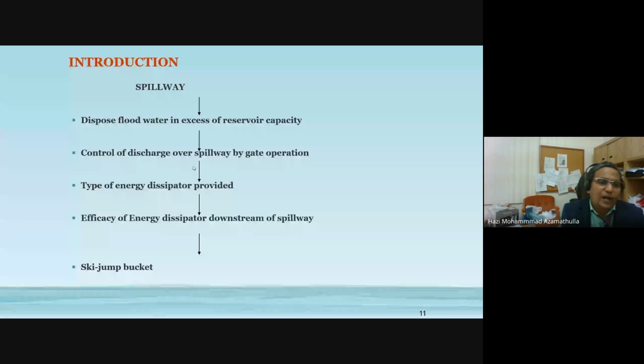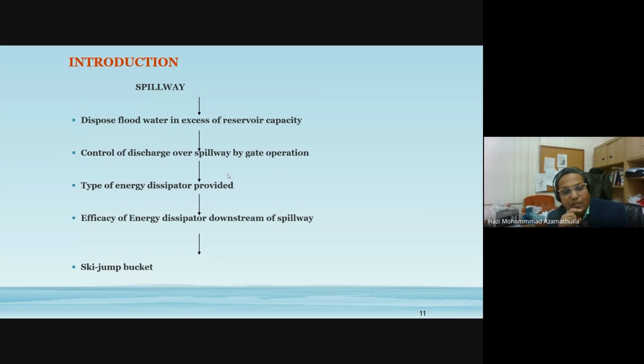Okay, so to control discharge over the spillway, we use gates only. That's why you are all aware of what happened recently in Telangana to one gate. Okay, what barrage, I don't know. Then the government, BRS or TRS, I don't know. So the main aim is that you need to provide some energy dissipator on the downstream side. Otherwise, there is no safety. Then the efficacy of energy dissipation downstream of the spillway, that's what we see in Srisailam Dam.